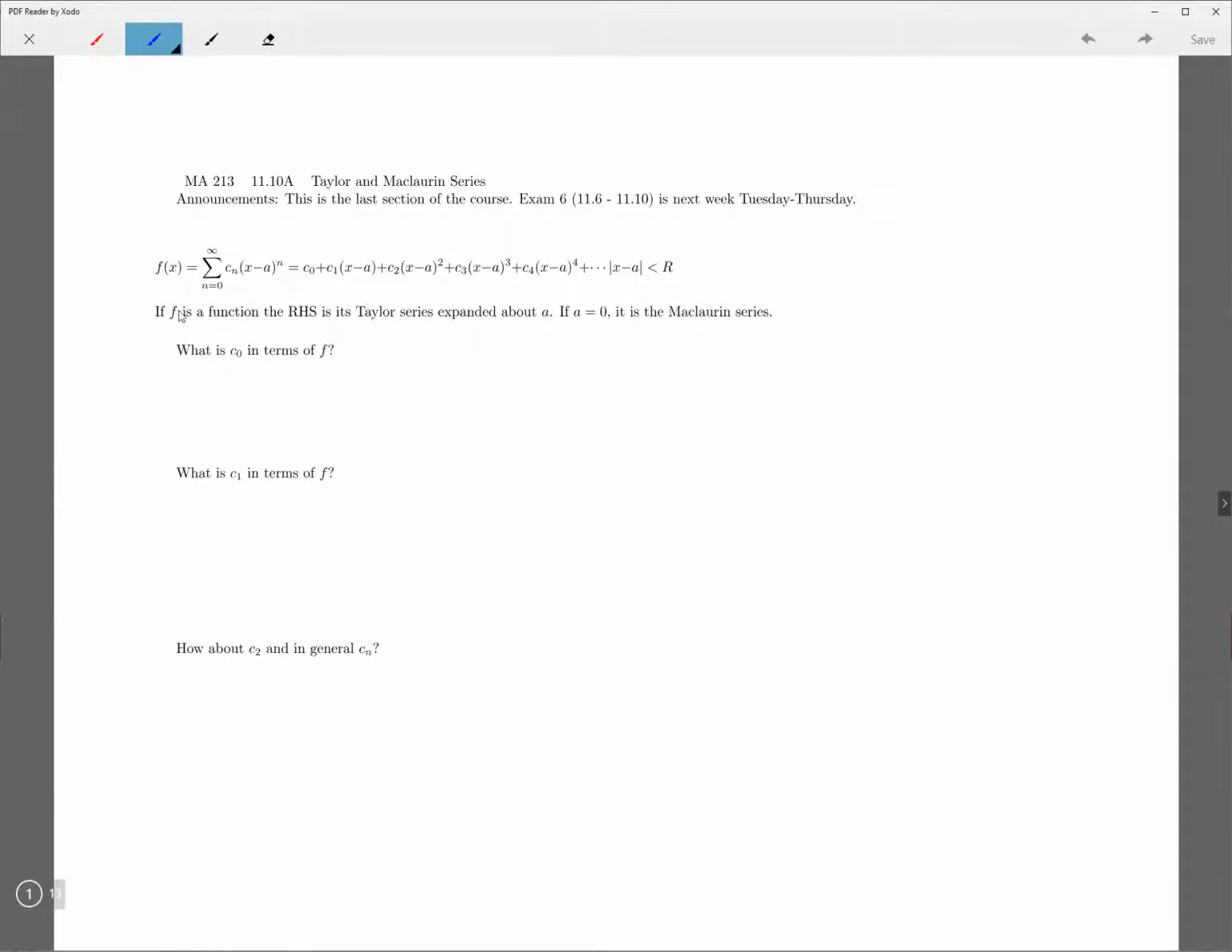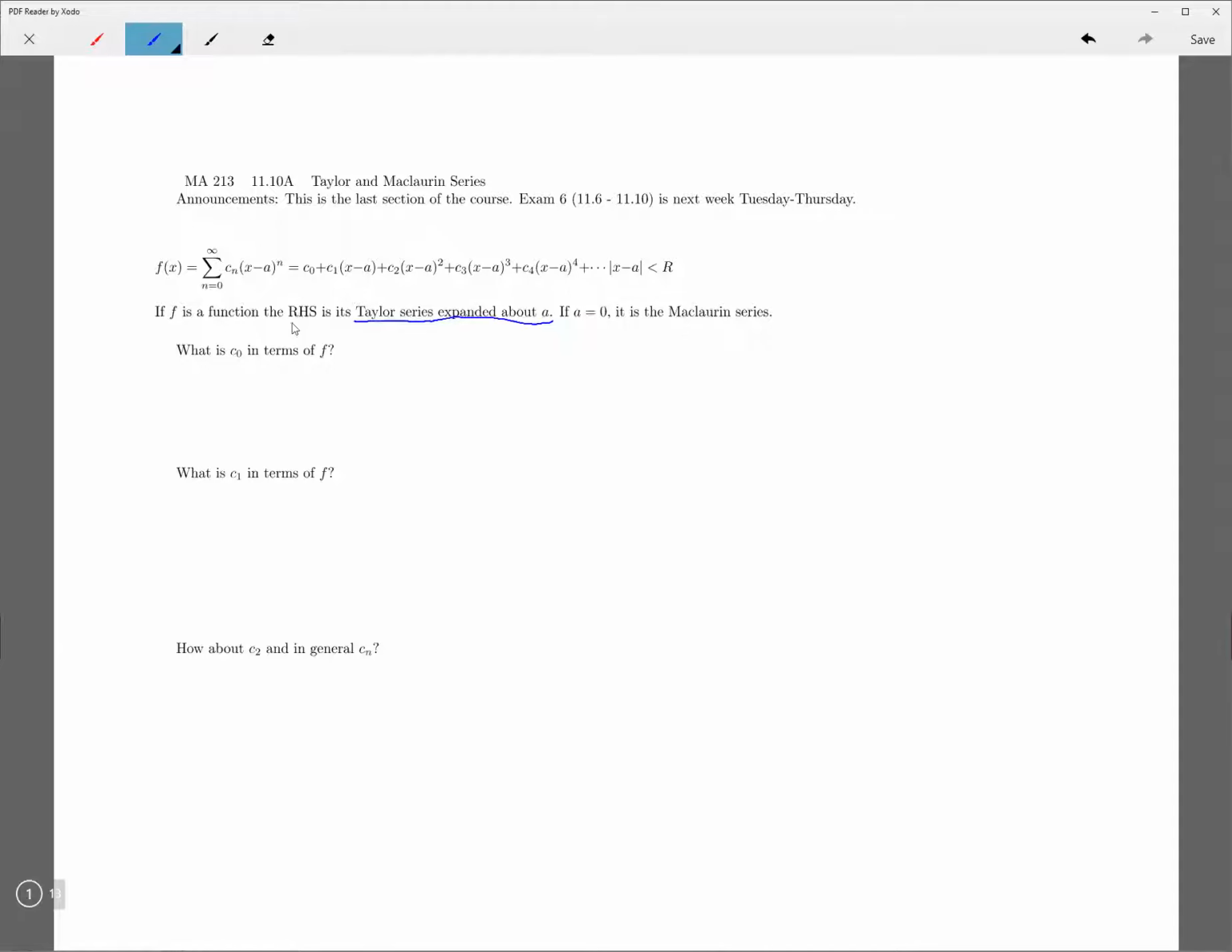Okay, so let's go ahead and get started with the Taylor and Maclaurin series. If you have a function f, and you're able to represent that function with a power series, then the power series is called the Taylor series of the function expanded about a. And if a is equal to 0, it is the Maclaurin series. So the Maclaurin series is just a special case of the Taylor series. It's still a Taylor series if a equals 0, but it's just referred to as the Maclaurin series.